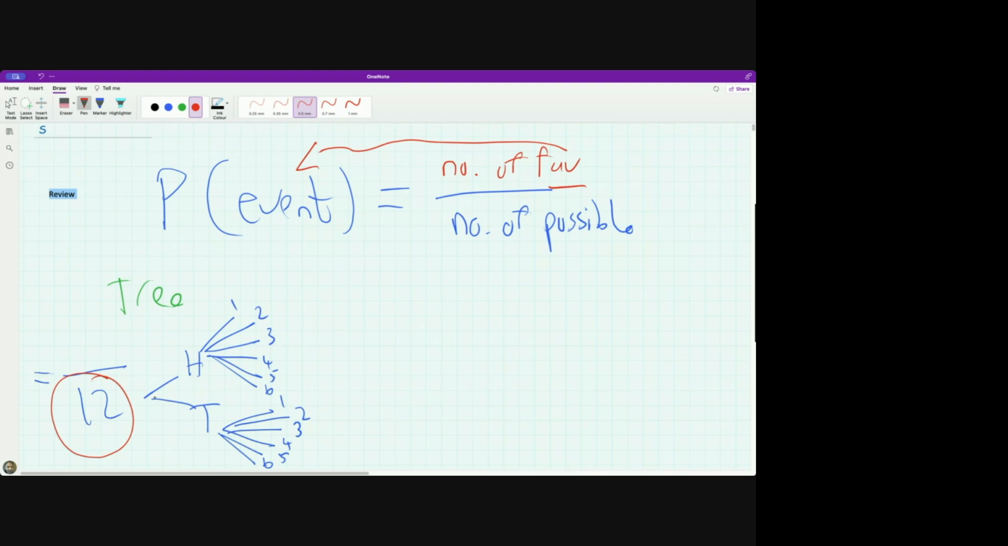And then if the question is about how many even throws with heads in them, you can look along your tree to see which of the branches are going to make sense for that question. So that was the one type of way we did it.